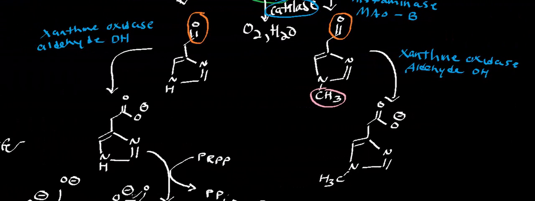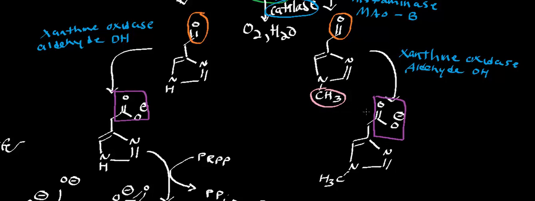That's what we see here, is that you take this aldehyde, whether it's the metabolite of histamine or it's the metabolite of N-methylhistamine. In both cases, the aldehyde, and I'll do this in purple, gets oxidized into a carboxylate. So note that structure right here.